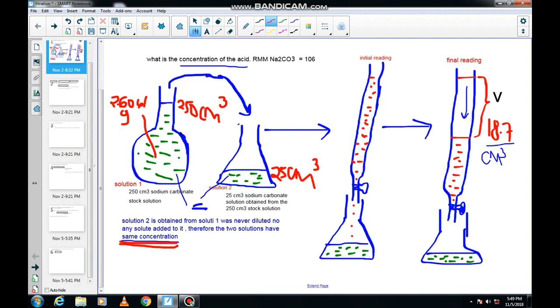Bear that in mind. We are told that this sodium carbonate solution is titrated using hydrochloric acid. That is the hydrochloric acid that is used. And the question says 18.7 cubic centimeters of hydrochloric acid were used to neutralize the sodium carbonate. We are now asked to find the concentration of the acid. That is our task. That is what we should find.